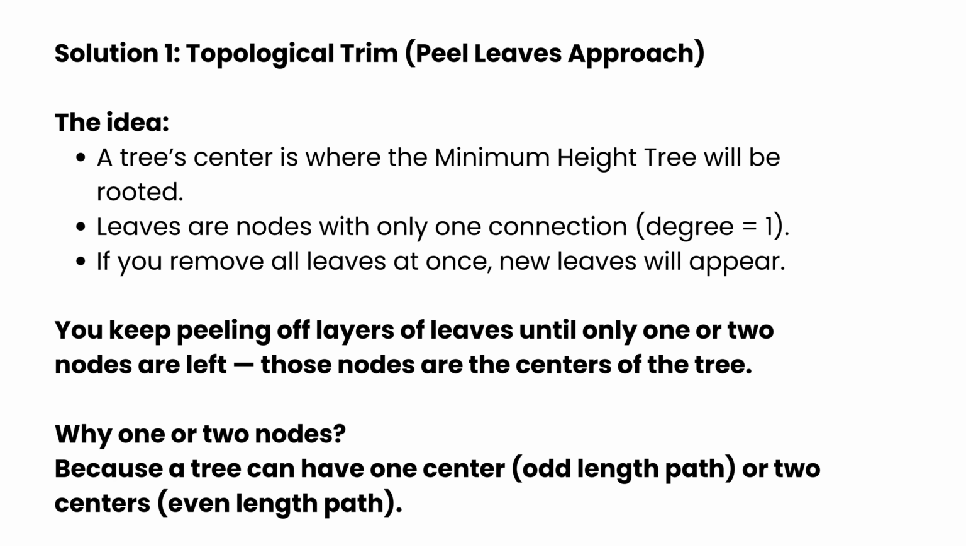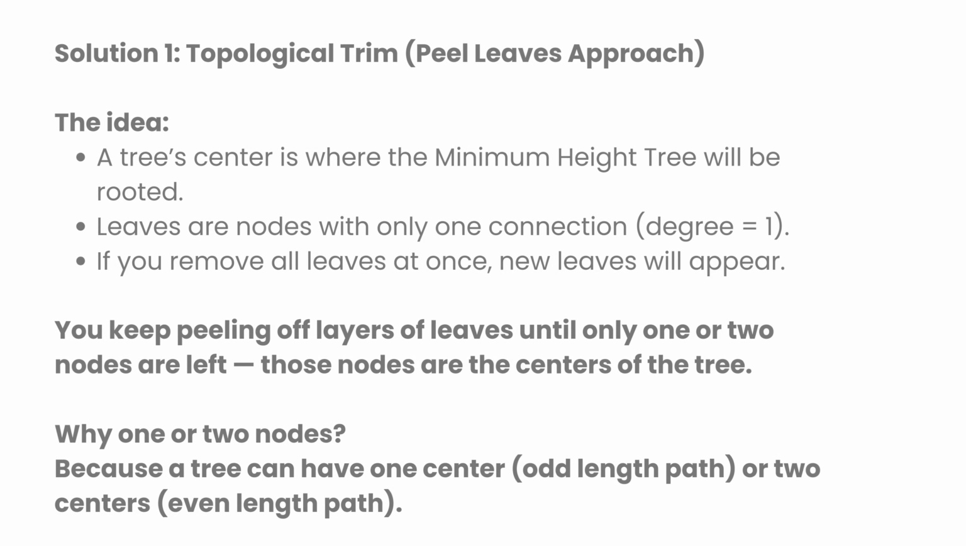The idea of topological trim. A tree center is where the minimum height tree will be rooted. Leaves are nodes with only one connection. If you remove all leaves at once, new leaves will appear. You keep peeling off layers of leaves until only 1 or 2 nodes are left. Those nodes are the centers of the tree. Why 1 or 2 nodes? Because a tree can have 1 center, odd length path, or 2 centers, even length path.